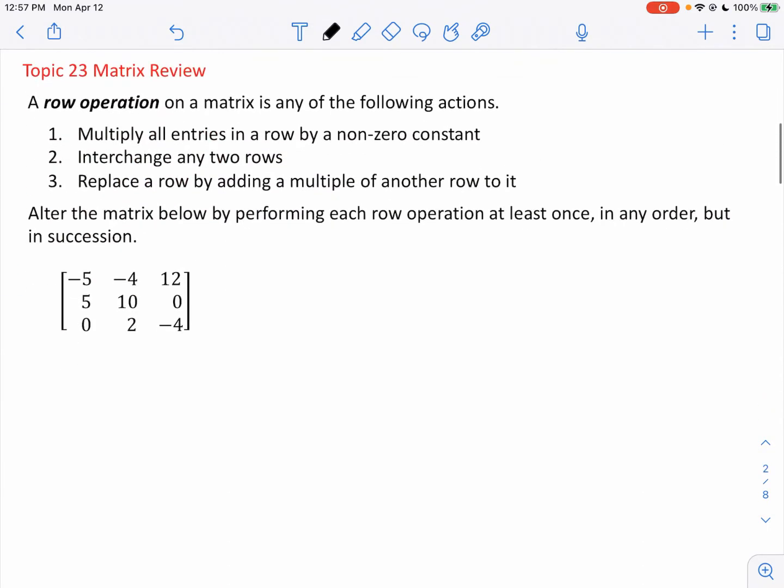Okay, next slide. A row operation on a matrix is any of the following actions. Multiply all entries in a row by a non-zero constant. Interchange any 2 rows, or replace a row by adding a multiple of another row to it. Alter the matrix below by performing each row operation at least once in any order, but in succession.